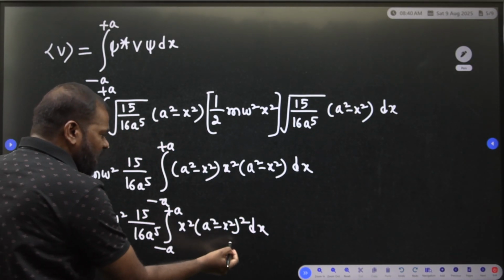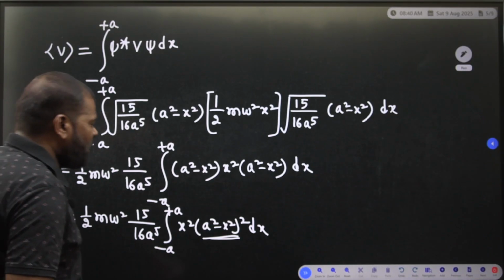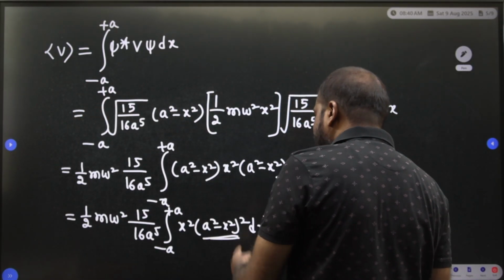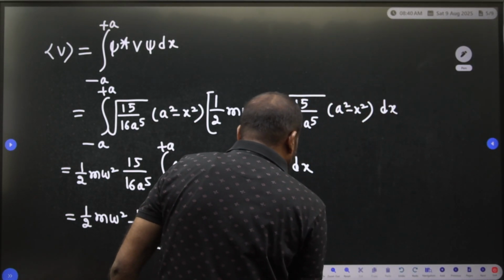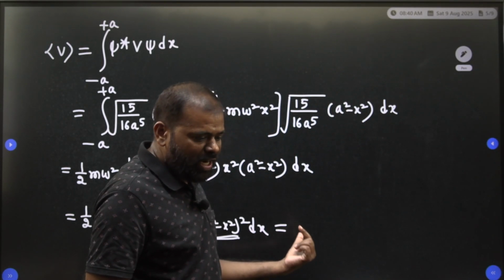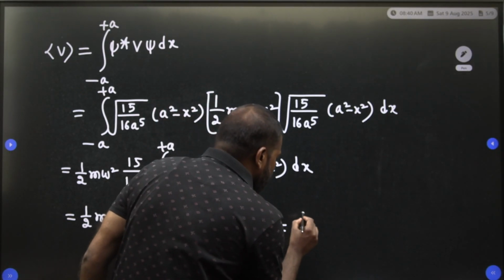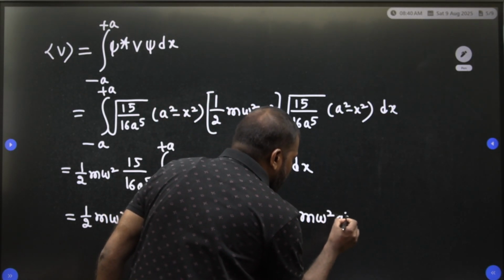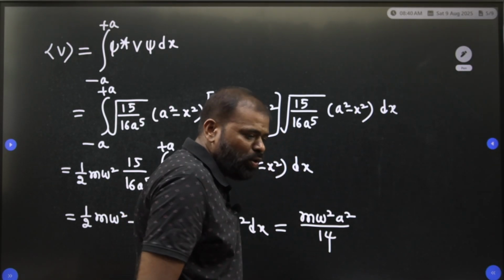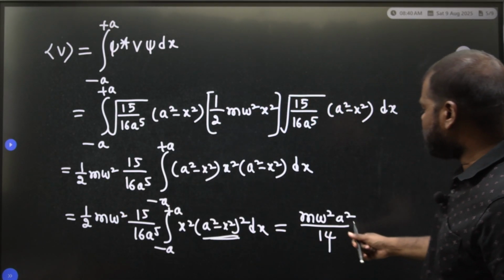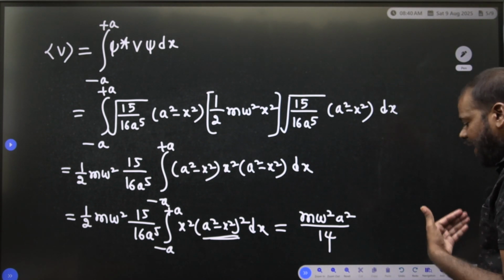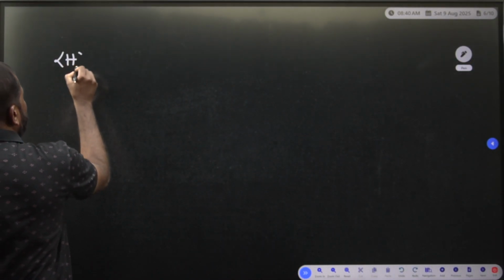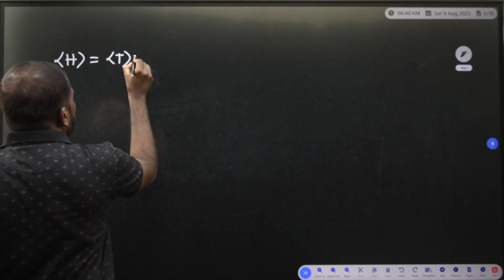Now you have to multiply, you have to take the square. So what will happen, you have to take the square and multiply with x square and integrate it. So you will get it, and substituting the limits, you are going to get m omega square a square divided by 14. Therefore our expectation value of Hamiltonian is equal to the expectation value of kinetic energy plus potential energy.